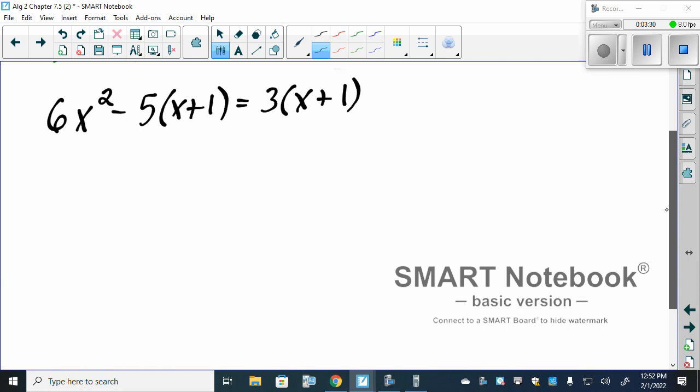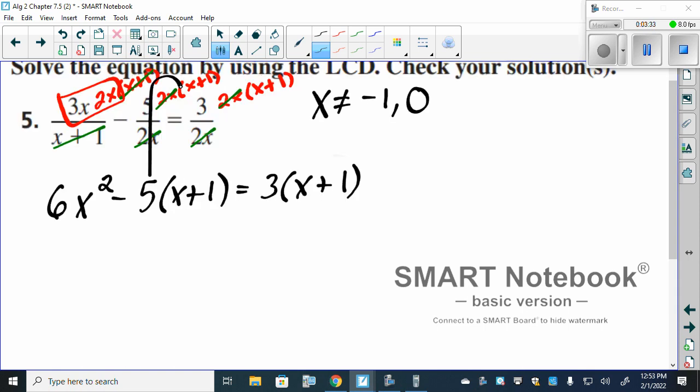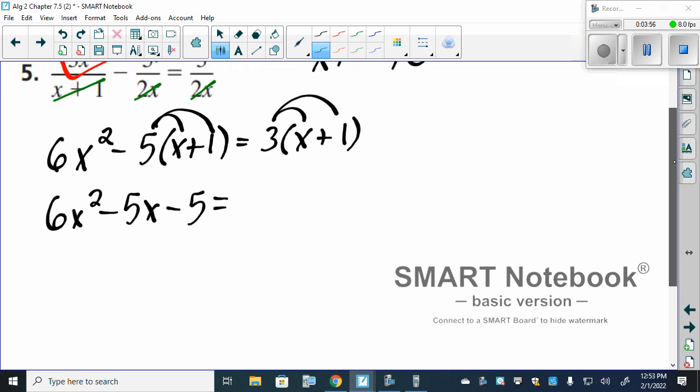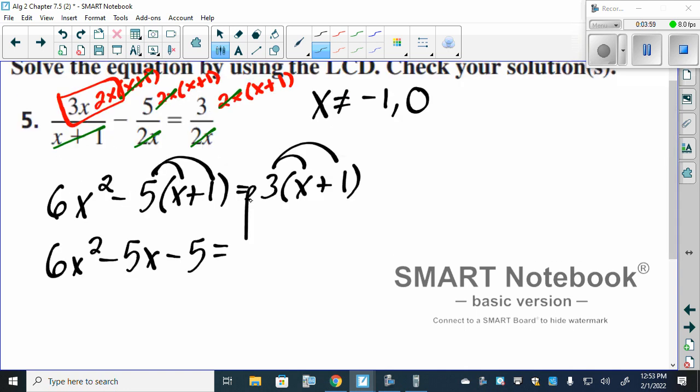The first thing we can do in solving for the value of x is to distribute the negative 5. We need to multiply through by the negative 5. So we get 6x squared. Negative 5 times x is negative 5x, and negative 5 times 1 is negative 5. Is equal to, here we're going to distribute the 3. 3 times x is going to give us 3x, and 3 times 1 is going to give us plus 3.